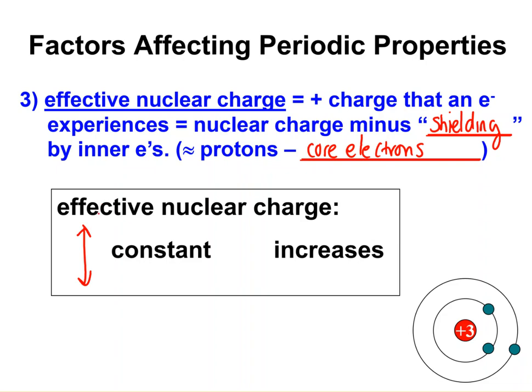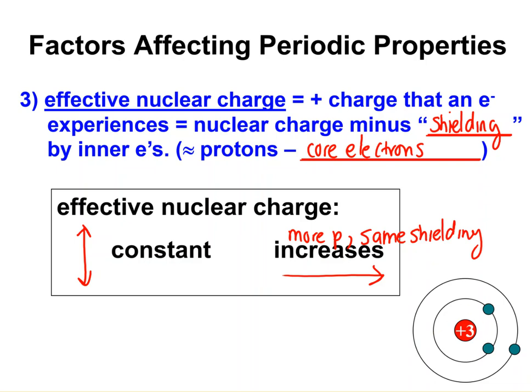And that's because as you move down the periodic table, there are more protons, so that would increase nuclear charge. But as you move down on the periodic table, there's also more core electrons, so it kind of cancels out. Effective nuclear charge increases as you move to the right on the periodic table, because as you move to the right, you have more protons and the same amount of shielding. Because as you move to the right on the periodic table, the inside levels are staying the same.